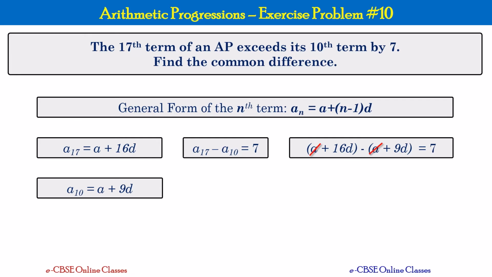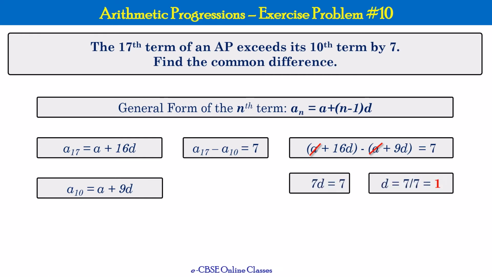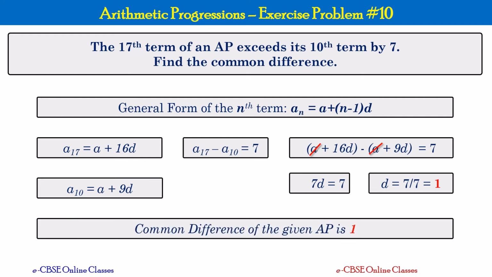Here both A get cancelled. That leaves 16D minus 9D, which is 7D. 7D equal to 7, so D equal to 1. That's all we need to find out here. It's a very simple problem. So the common difference in this arithmetic progression is 1.